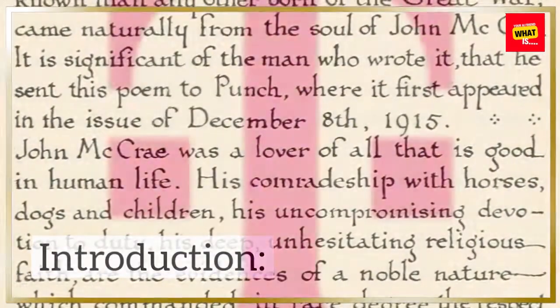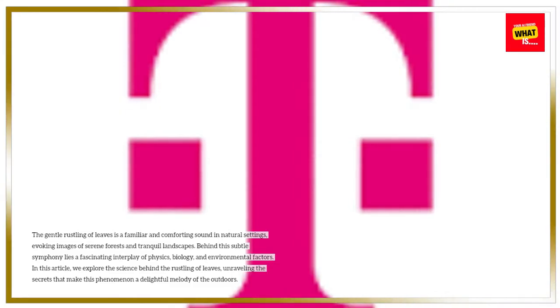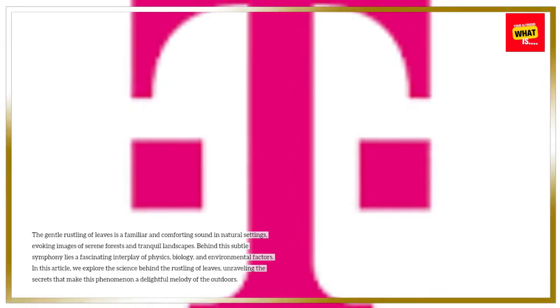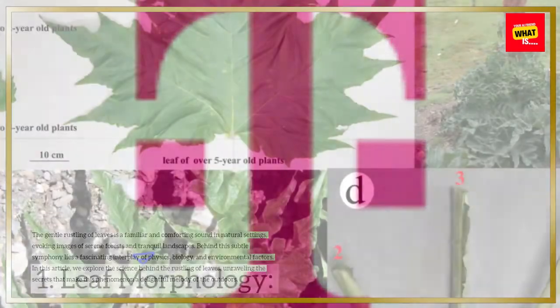Introduction. The gentle rustling of leaves is a familiar and comforting sound in natural settings, evoking images of serene forests and tranquil landscapes. Behind this subtle symphony lies a fascinating interplay of physics, biology, and environmental factors. In this article, we explore the science behind the rustling of leaves, unraveling the secrets that make this phenomenon a delightful melody of the outdoors.